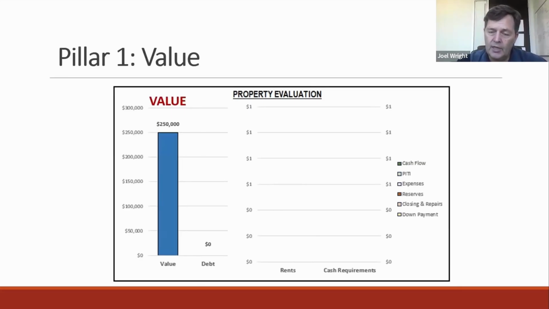Now, there are two ways to look at value. You can look at it as the value of the property in its entirety, or you can look at it as the value of the property if I have to sell it. Generally, I take 7% off of whatever the value is. So that $100,000 property is worth $100,000 to me, but if I have to sell it, it's only worth 93 because I have to pay closing costs and commissions.